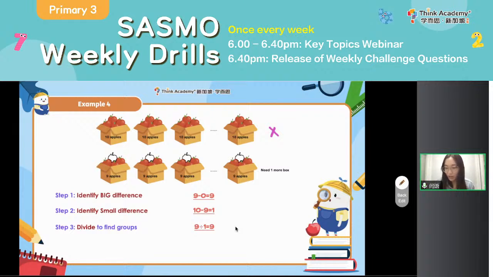Pay attention. I saw some students write down 10. No. What is the big difference? That is 9. What is the small difference? That is 1. So big difference divided by small difference, then you can figure out the number of groups. In other words, that is the number of boxes. Okay. So following this, how many apples are there?